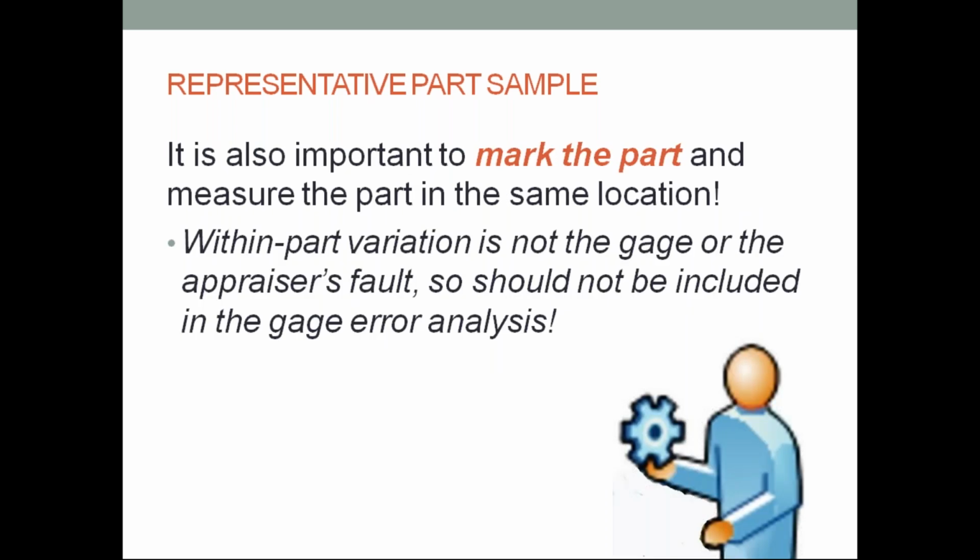It's also important to mark the part and measure the part at the same location, because otherwise you are capturing within-part variation, and it's not the gauge or appraiser's fault. So that variation should not be included in the gauge error analysis. In fact, within-part variation should be addressed by the measurement technique you use to eliminate measurement error, not treated as a function of gauge error.